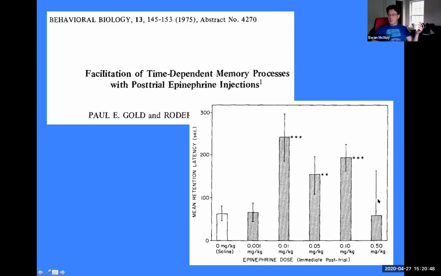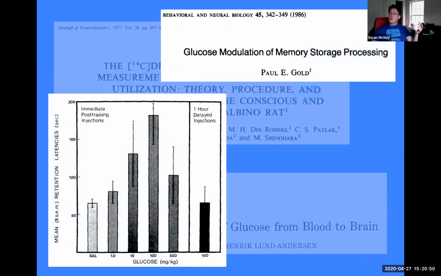Epinephrine doesn't get to the brain. What it does do is release peripheral glucose, and so the same researcher, Paul Gold, looked at glucose directly. These are animals being given a dose of glucose just after training on a memory task, and then the memory is being measured the next day. Again, nice inverted U. There's definitely a dose of glucose that works well. Too little, too much, no effect.